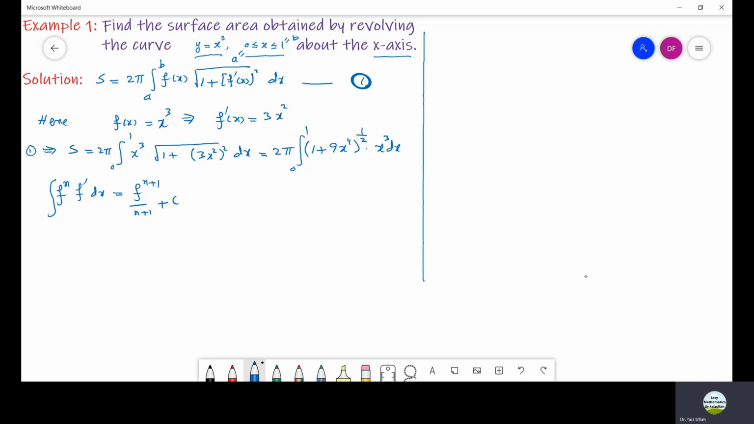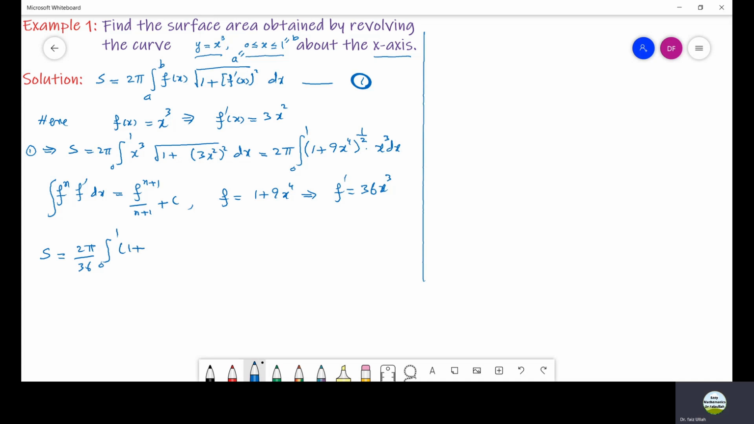Now here we can see that f is 1 plus 9x^4, and f dash, if I differentiate it, I get 36x^3. So in the above formula, I need to divide and multiply it by 36. So we have S is equal to 2 pi, let us divide it by 36, and the integration is from 0 to 1.